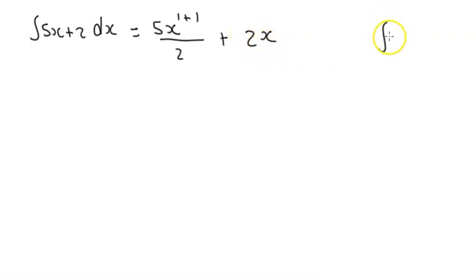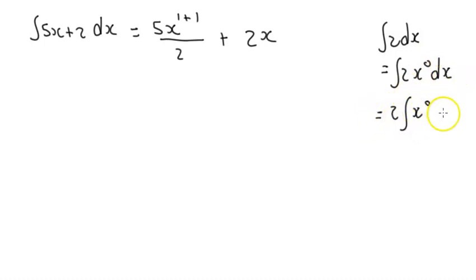Remember, the integral of 2 is equal to the integral of 2x to the power 0 dx. And 2x to the power 0 dx becomes x to the power of 0 plus 1 divided by 1, which is 2x. That's why we have 2x there.